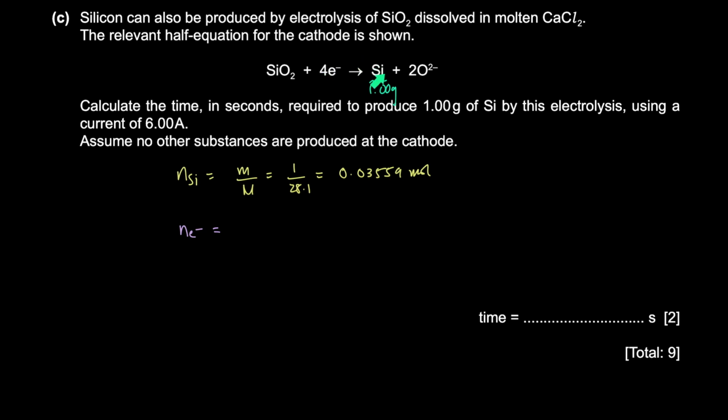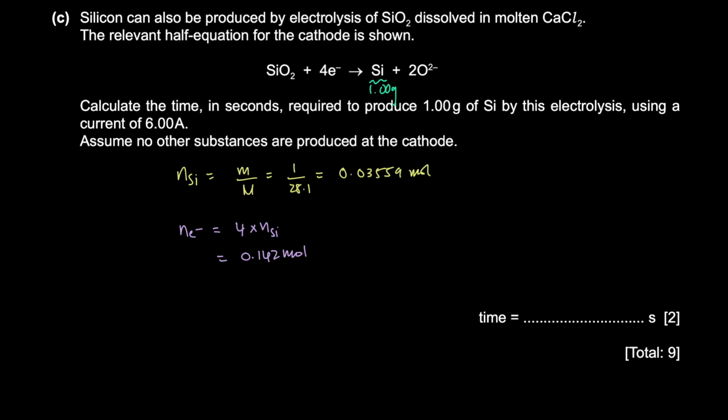Okay, so then I can say that the number of moles of electrons over here is simply 4 times the number of moles of silicon, right? Because we have a 4:1 ratio. So the number of moles of electrons is 4 times the number of moles of silicon, and this comes out to 0.142 moles. All right, so we have 0.142 moles of electrons.